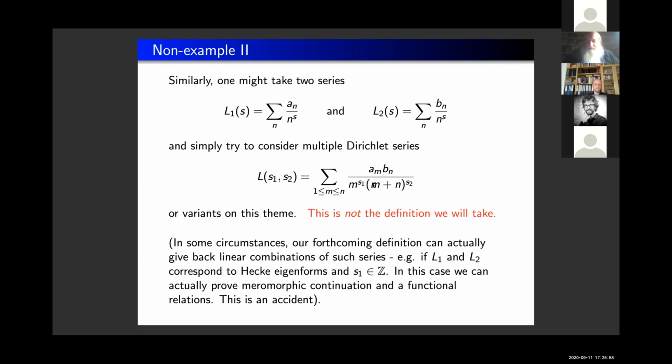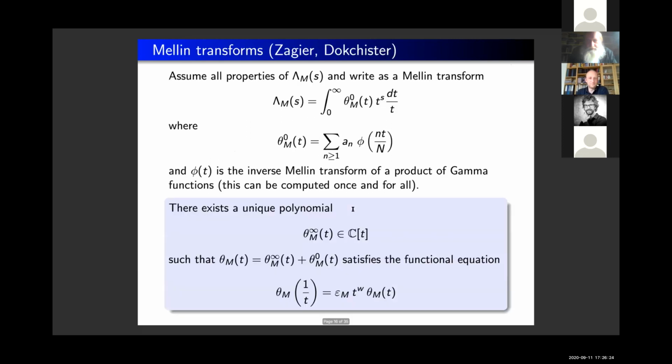There are certain particular circumstances where the definition I'm going to give happens to give formulae of this type. And this occurs, for example, if L1 and L2 correspond to Hecke eigenforms and s1 is an integer. So sort of by accident, in this case, I can actually prove that this function has an analytic continuation and some kind of functional relations. But that's just an accident. Okay, so that's not what the definition is.